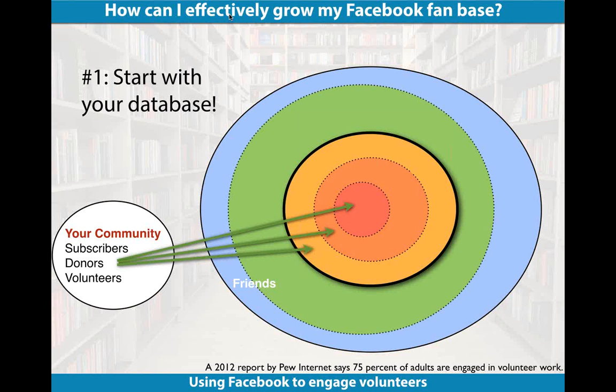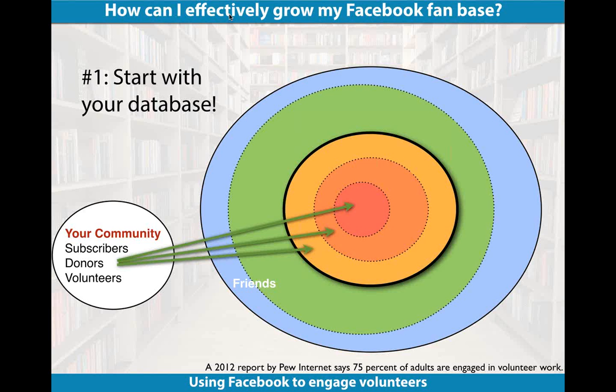Okay. The first rule in any campaign is to start with your database, not Facebook. Don't start with Facebook. Start with your database. Your database is basically a list of people who are subscribers, email subscribers, donors, volunteers. That's what we can define as the community. Then, of course, there's the network. The network is the friends of the community.